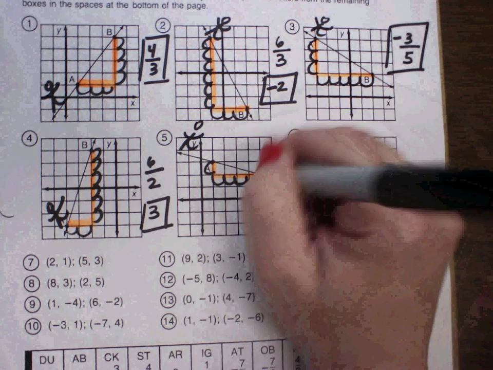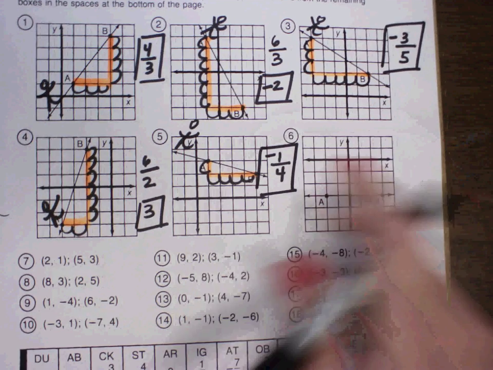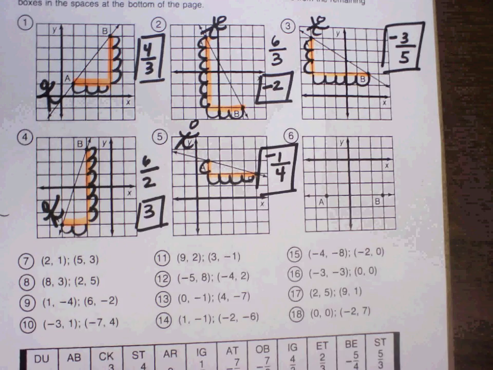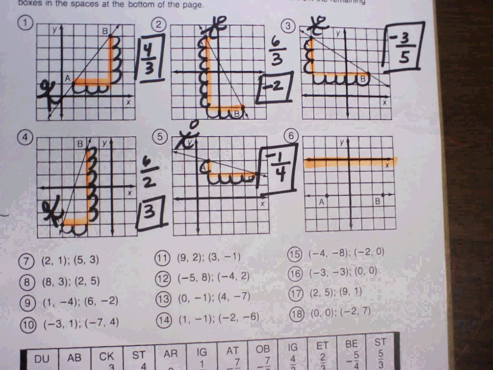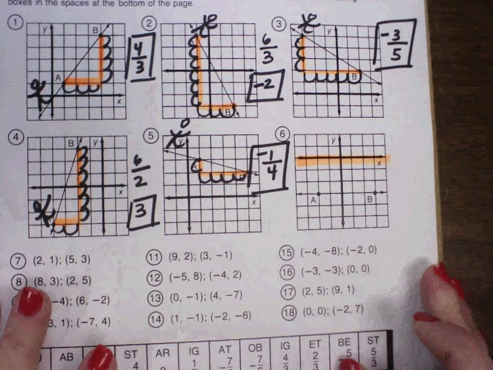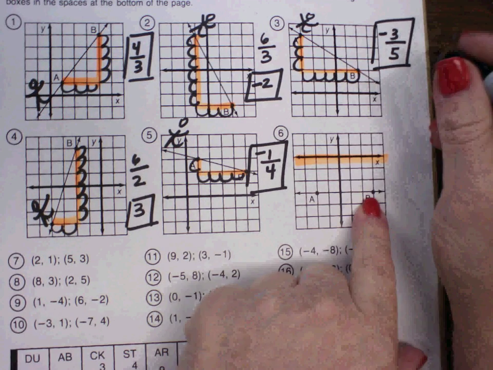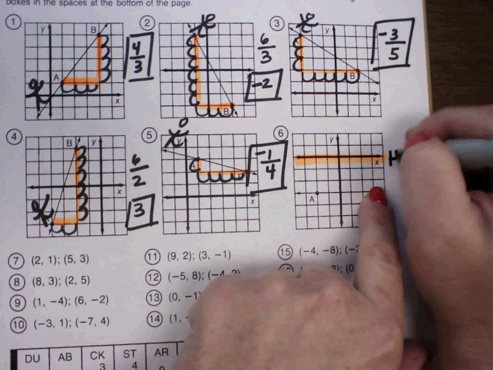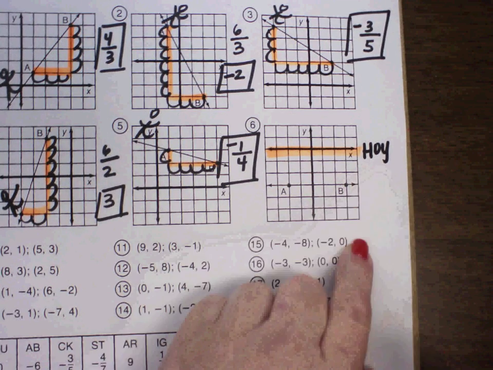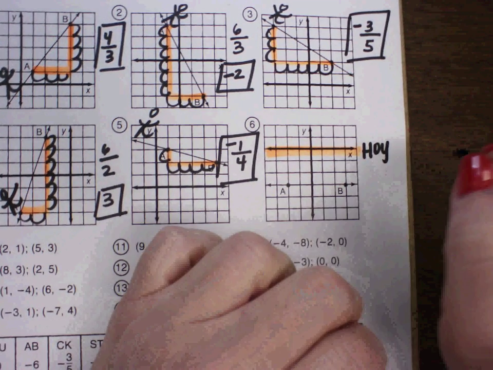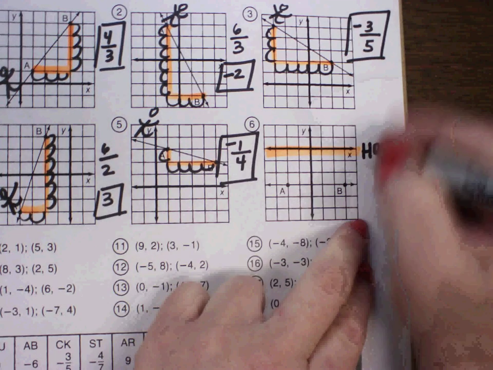Now what happens with this one? Look at the line. So it's an undefined? Is this Hoy or Vox? Is this a horizontal line or a vertical line? Very good. This is a horizontal line, which means the slope is 0. You have to use that Hoy and that Vox, guys. You have to. Okay? You have to. Which means the slope is 0.